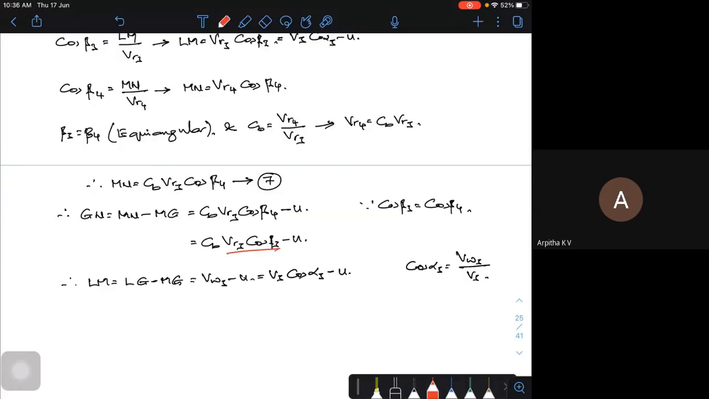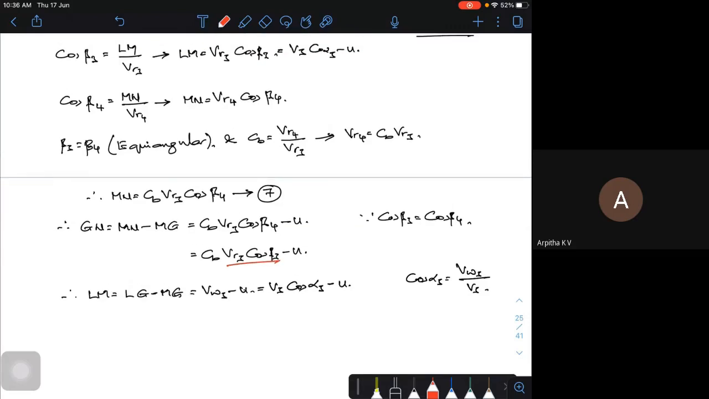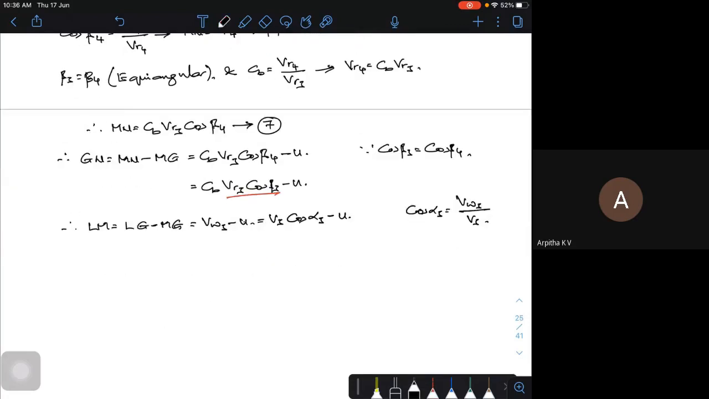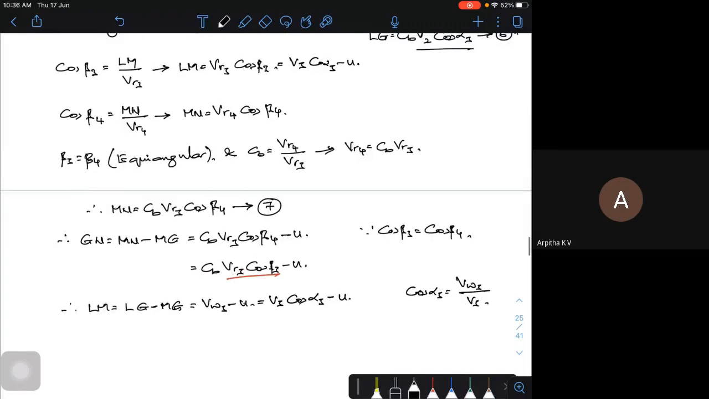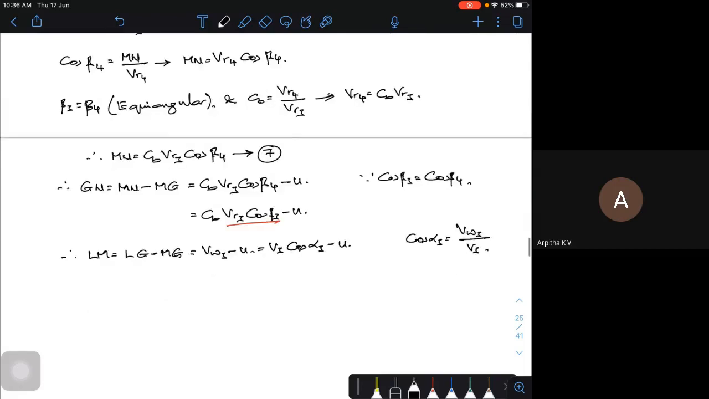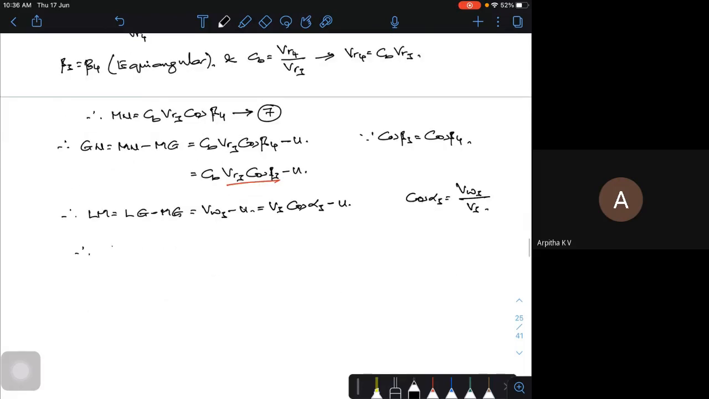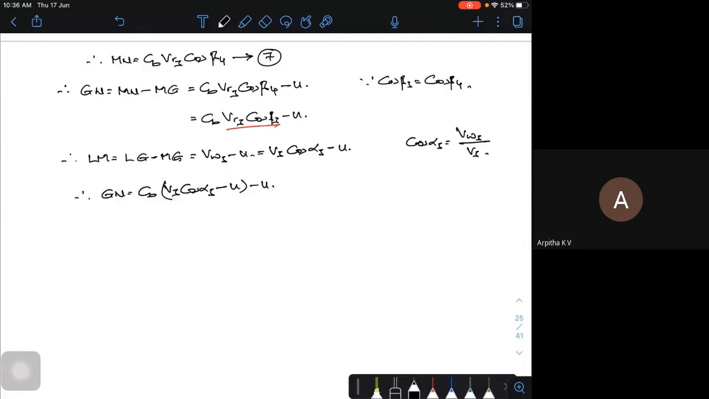I will write in terms of VR3, that is your LM3. LM is equal to VR3 into cos beta 3. I can write V3 cos alpha 3 minus U. So therefore, your GN is equal to CB into V3 cos alpha 3 minus U, minus U. I am calling this equation number 8.